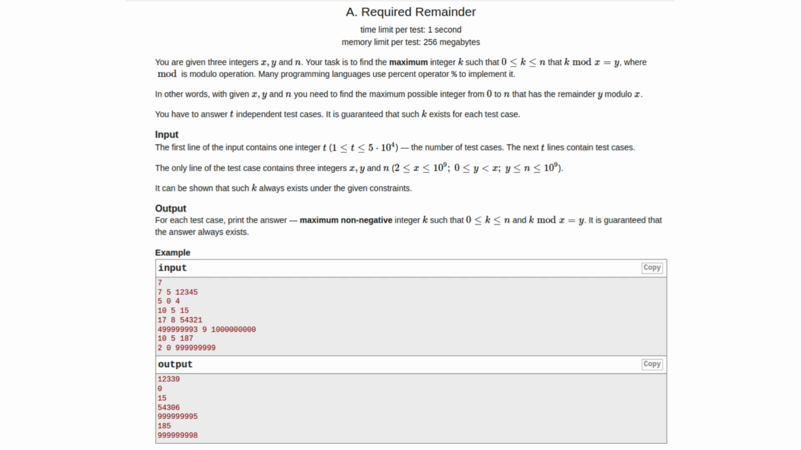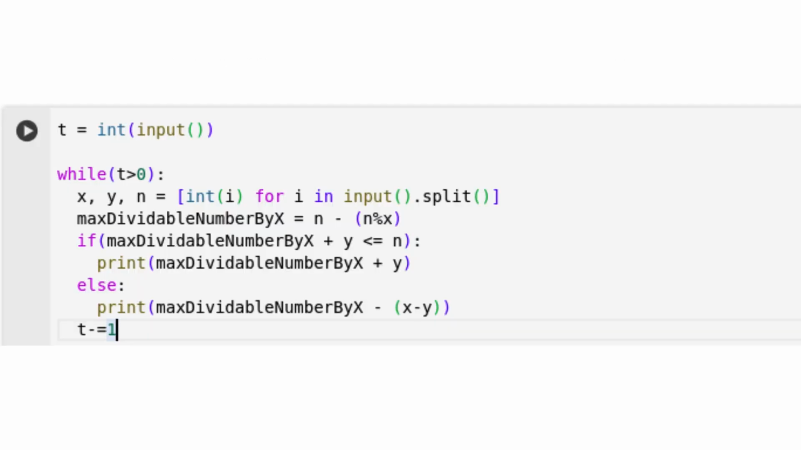Approach to solve the problem. Let's break this down. 1. First, find the largest number divisible by x that is less than or equal to n. Let's call this max divisible number. This is calculated using the formula. This ensures max divisible number is the greatest multiple of x below n.